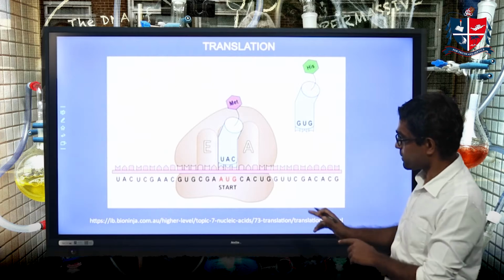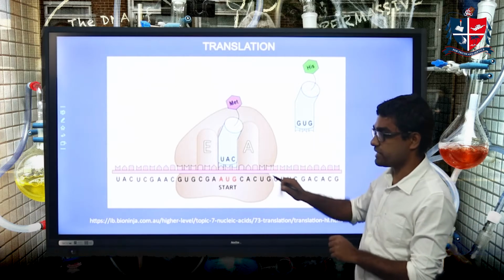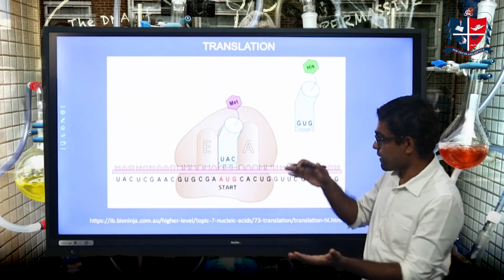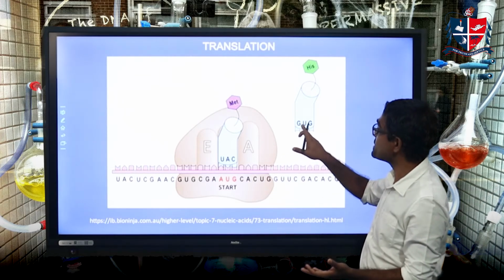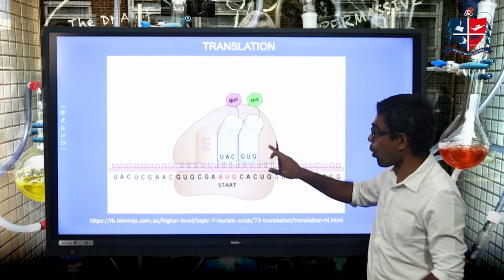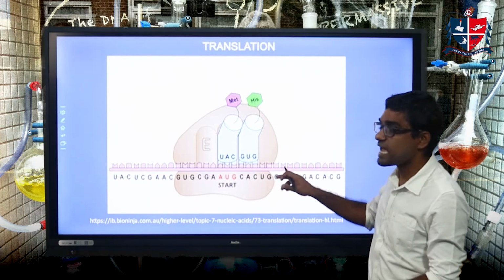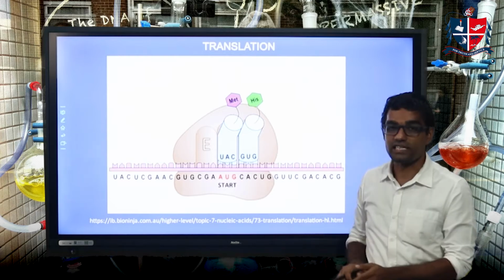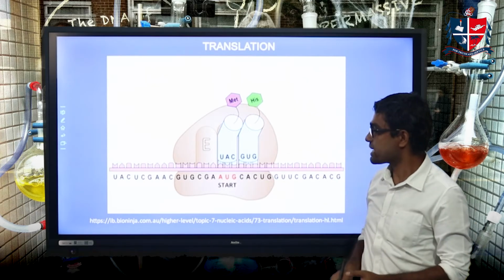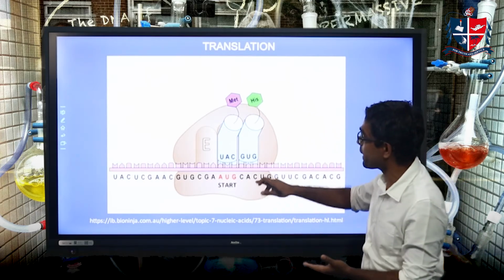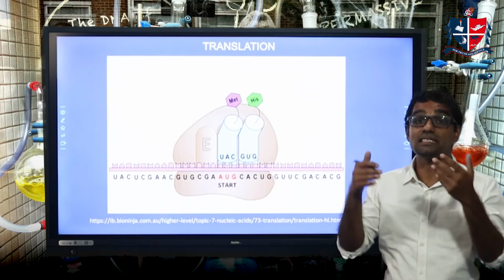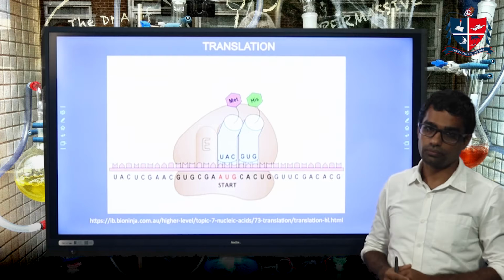Okay, and then next is CAC, the codon. The anticodon which will bind to CAC will be GUG. So only the GUG anticodon will be binding with CAC. So only this aminoacyl tRNA will be binding here, which is carrying histidine. So the second amino acid is inside the ribosome.